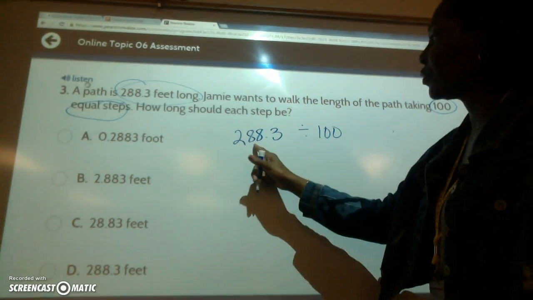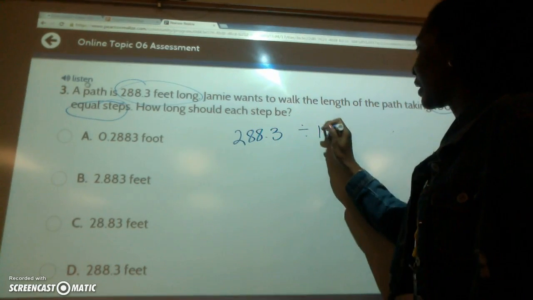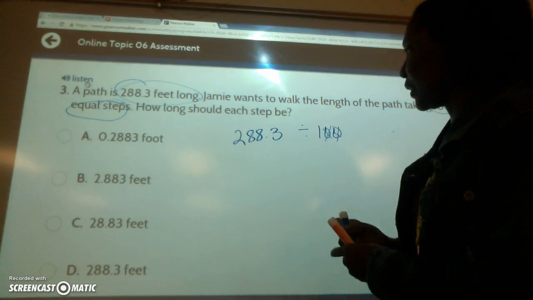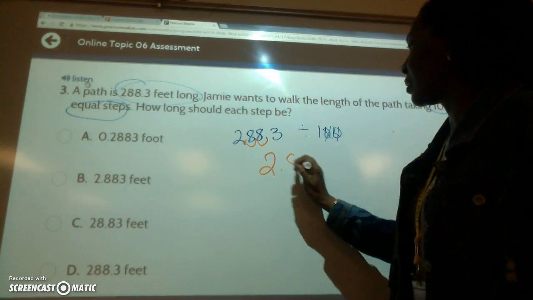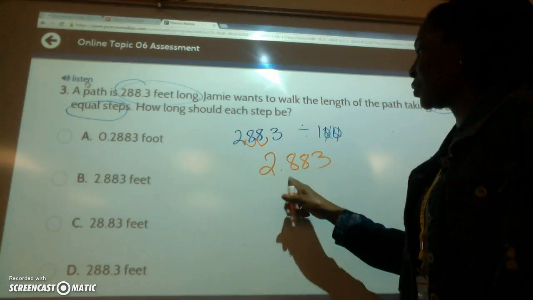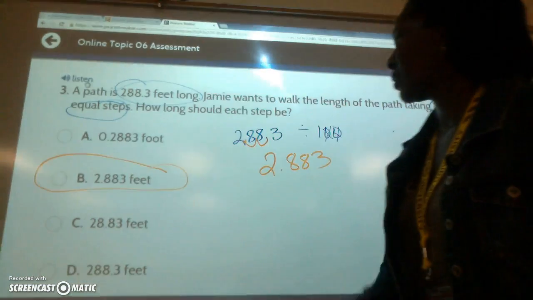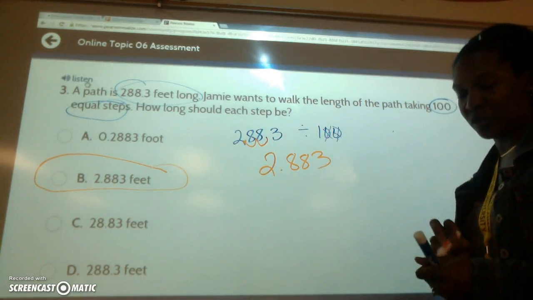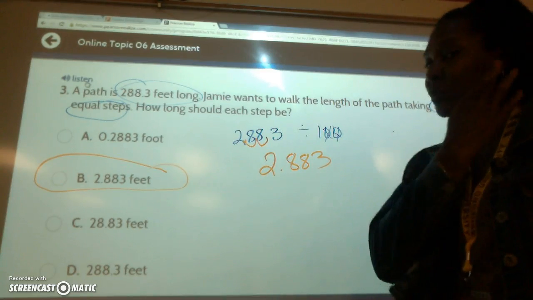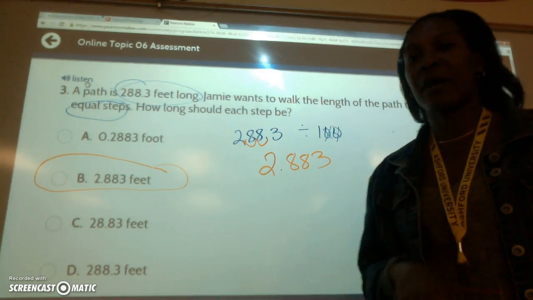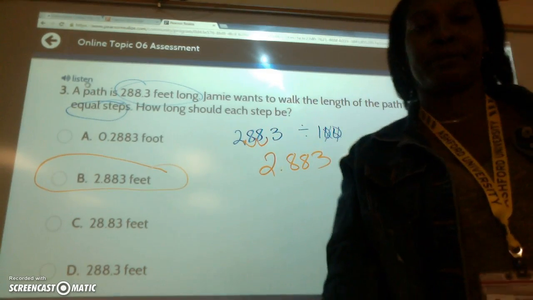The path she walked, 288 3/10. It was 100 equal steps. We have the 2 zeros. Move it 2 place values. 1, 2. The new number is 2 and 883 thousandths. Which one matches? B. So you should have had that answer. Remember to work out your strategies. Just move your decimal place once when you're dividing by 10, and when you're dividing by 100, you're going to move it to the left 2 times.